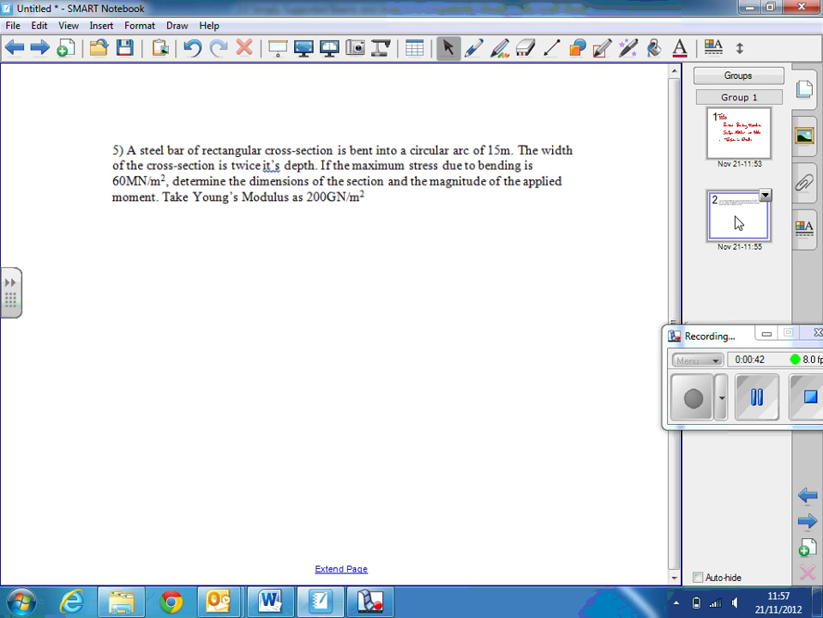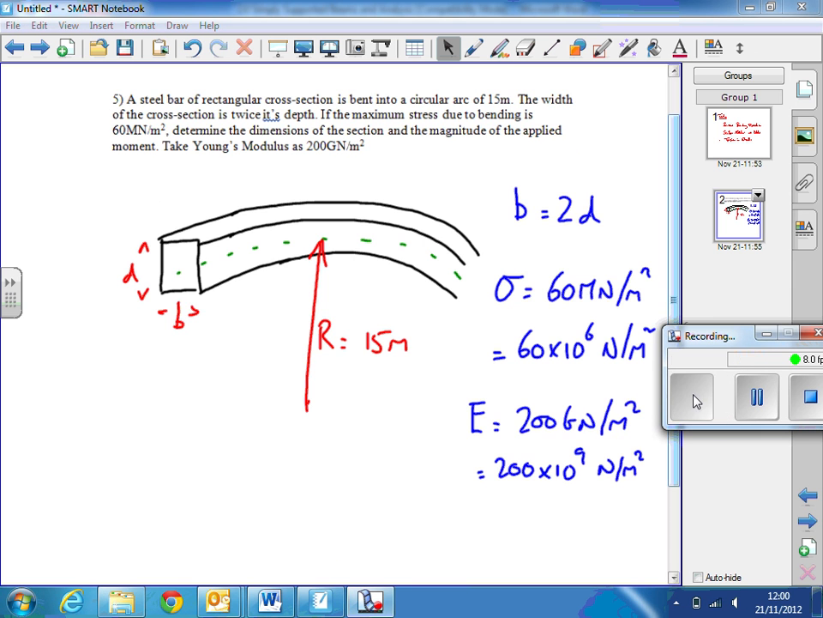So let's start off by having a look at one of the tutorial questions in the bending equation, this one here, number 5, and think about how we might go about doing this one. Okay, so let's start by drawing it out, put on what we know, and then think about what the bending equation is and which part of that we're going to be using. Okay, so we've drawn it out.